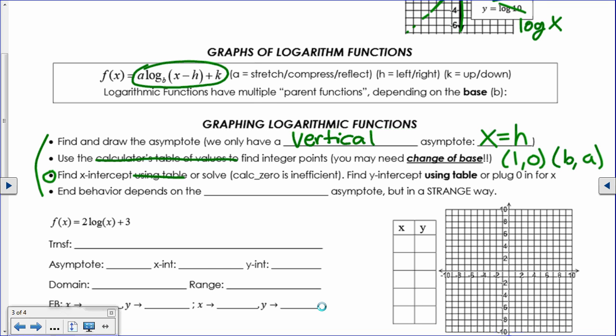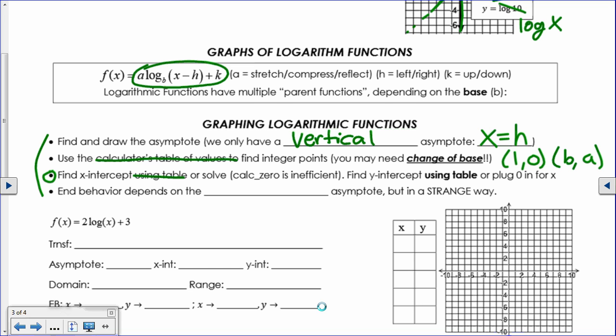Because of the shape of the log, of how narrow, steep, or inverse of steep it is at the x-intercept, or how far away it is. Usually they're in the hundreds. The x-intercept is like 100 something. Sometimes, but not always. You can't always use the calc zero, right?